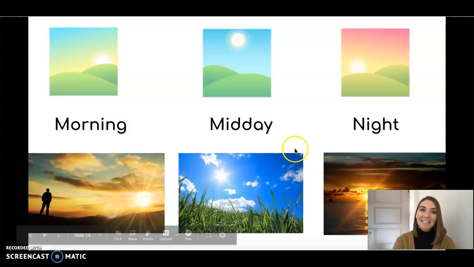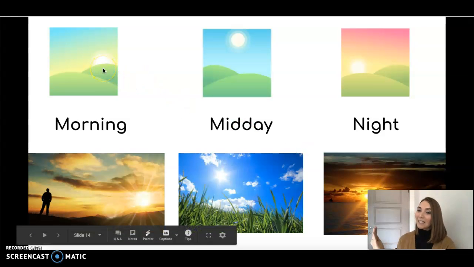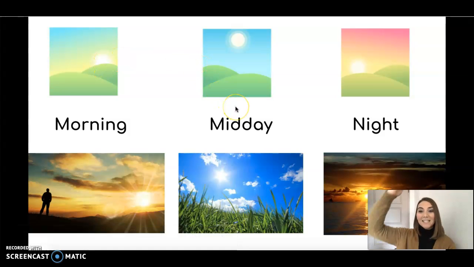I can see that the sun in the morning is just coming up over the hill. Midday, it's right above my head. And at night, the sun goes back down over the hill on the other side. The sun appears to move through the sky throughout the day.